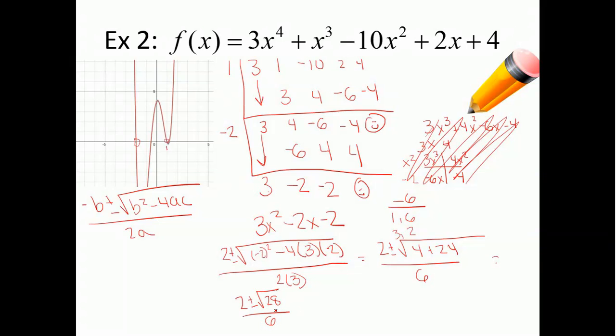Now you can't take anything out of these guys though, because you gotta have it all. You gotta simplify this down before you start simplifying numbers. Okay? So 28, 4 and a 7 come out of that. So I'm gonna get 2 plus or minus 2 square root of 7 all over 6. Well, I notice all these guys have something in common. So let's take a 2 out of everybody. So I'm going to have a 1 plus or minus 1 square root of 7 all over 3.